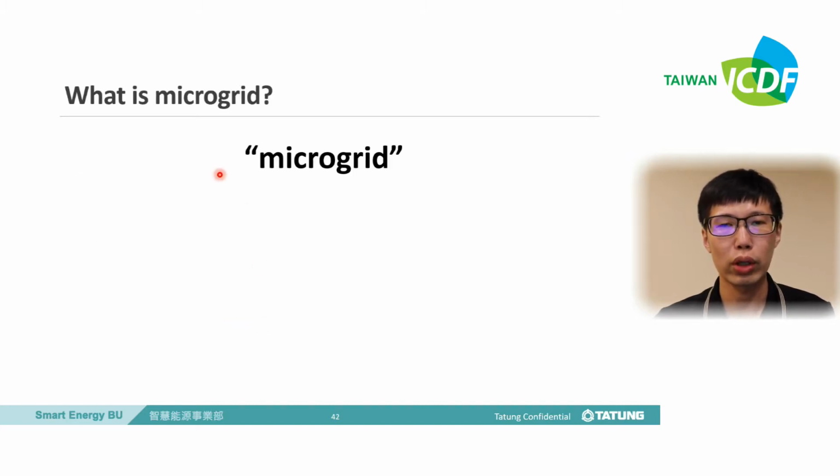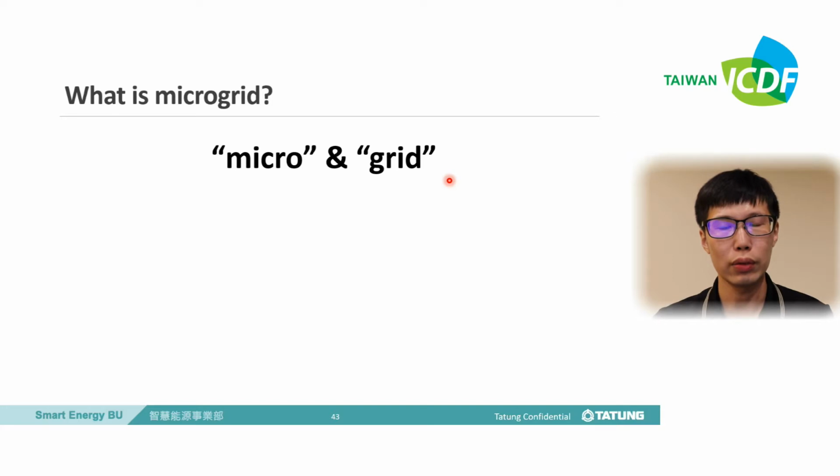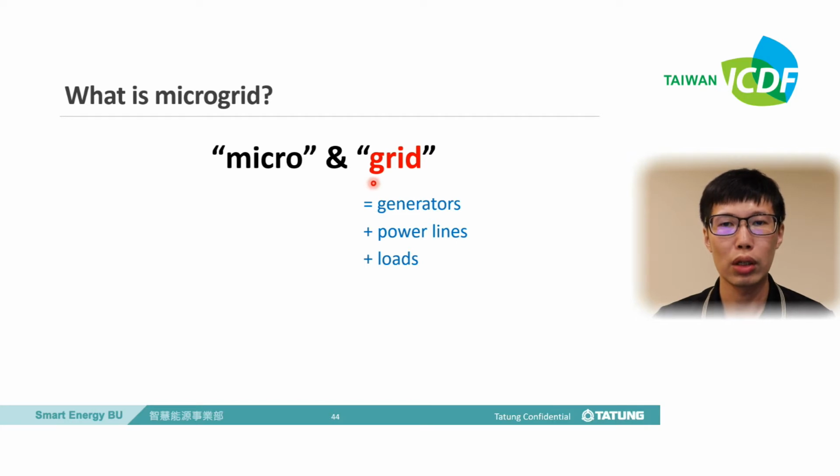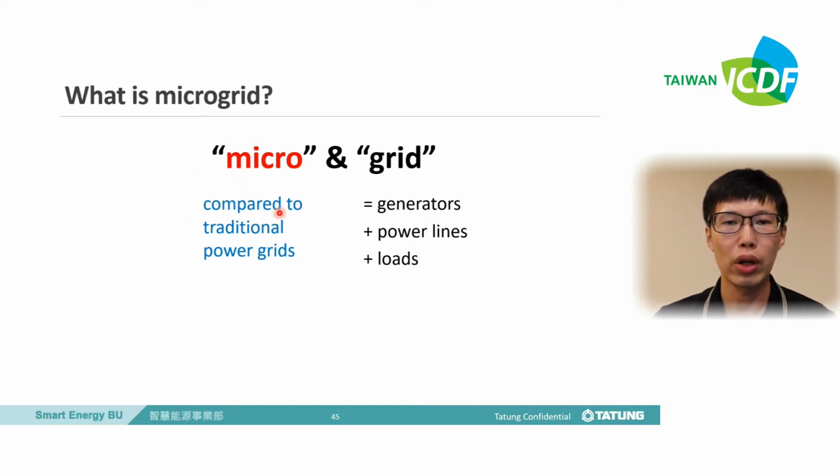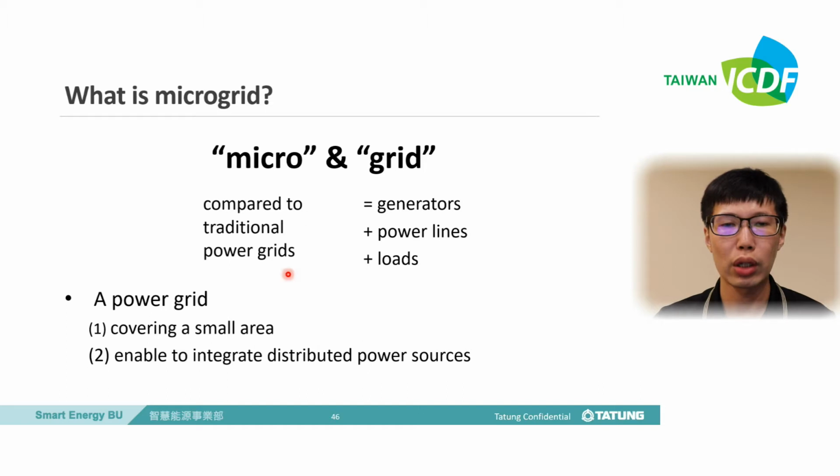So first, what is microgrid? The word microgrid can be separated into micro and grid. The grid means the microgrid is a power grid, so it consists of generators, power lines, and loads, just like the traditional grid. And the word micro means the scale of microgrid is small compared to the traditional power grids. So I will say microgrid is a power grid covering a small area and able to integrate distributed power sources.